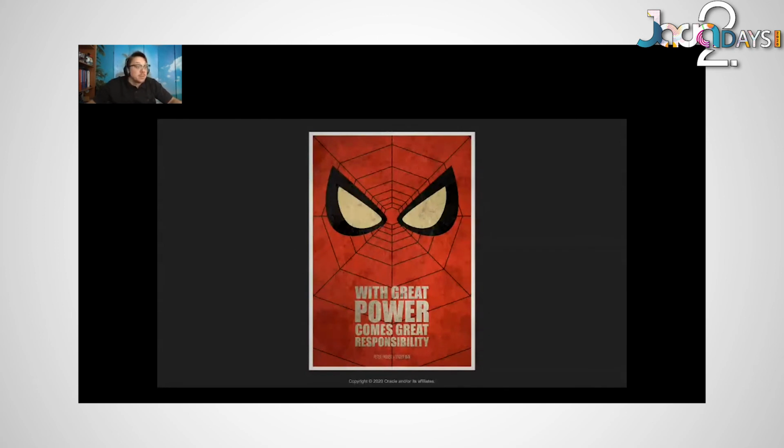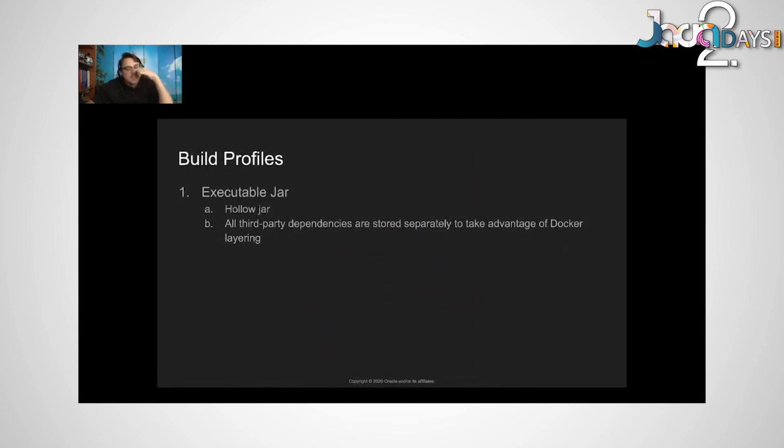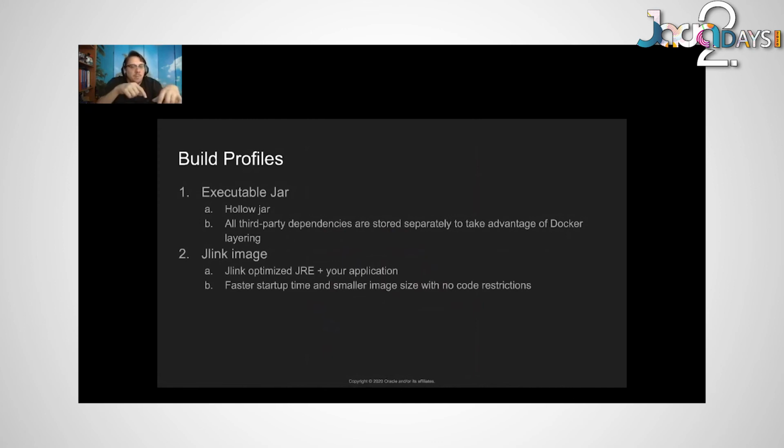So what does the user actually get? Once again, for build profiles, we get a hollow jar. All the third-party dependencies are stored separately, because then we can use Docker layering for that, because we just build our part and the Docker layer with the dependencies is stored.